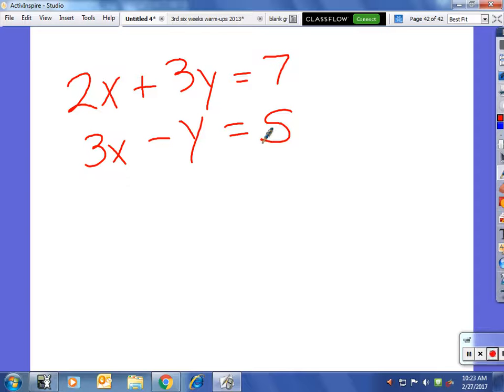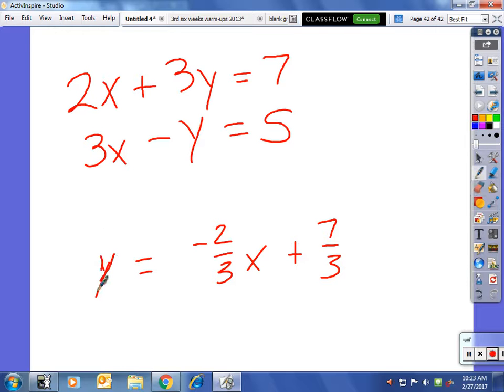Malaysia, tell me what you got for the first equation. You got y equals what? Plus 7 over 3. Great job. You got to move the 2x over, it becomes negative. You divide everything by 3, you get negative 2/3 x plus 7/3. Alright.